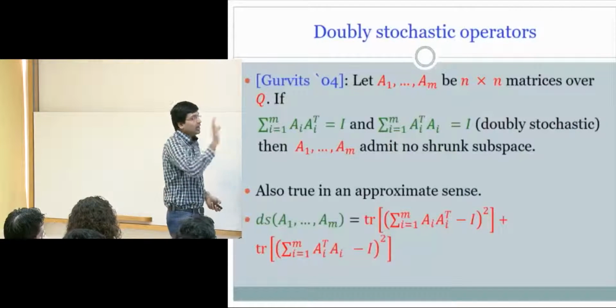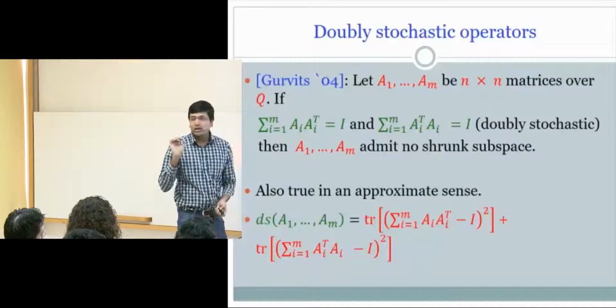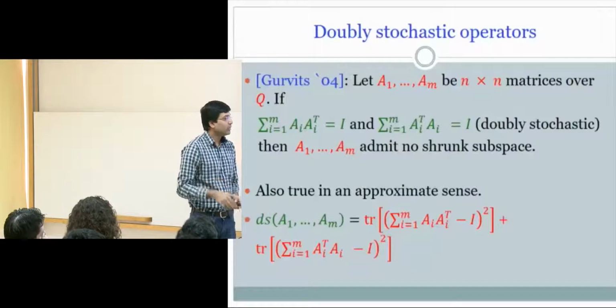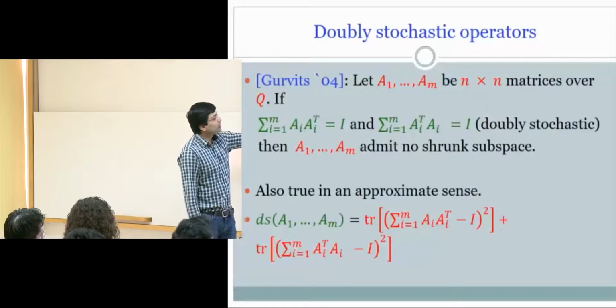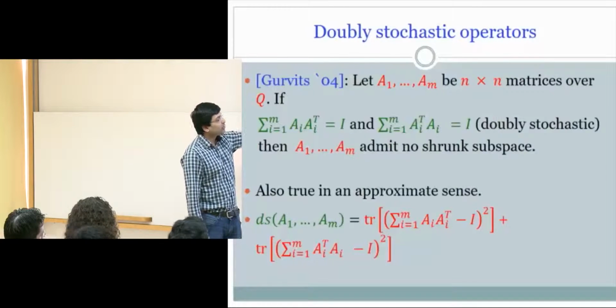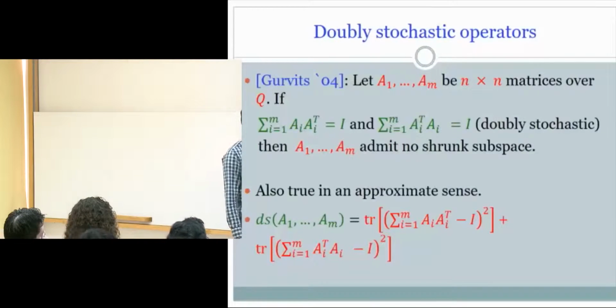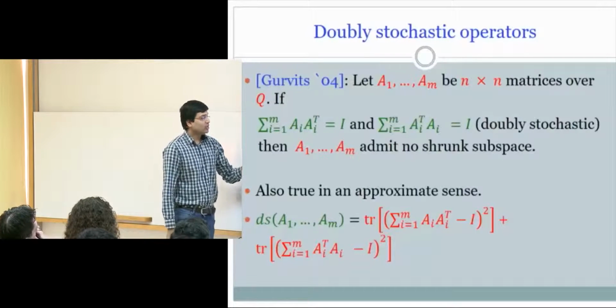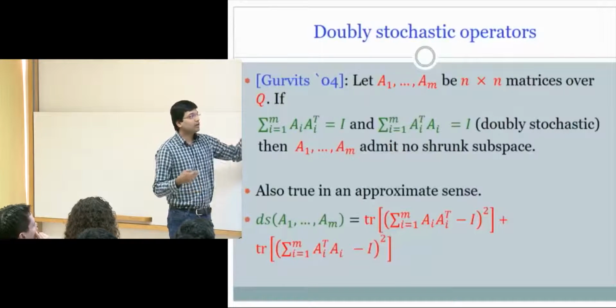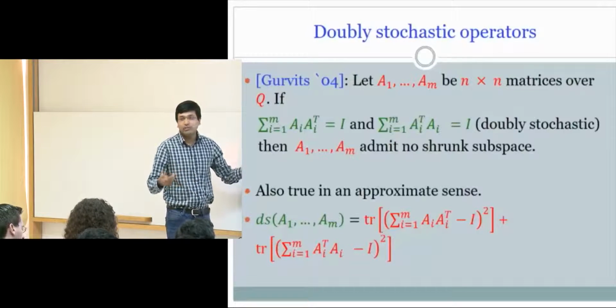So this is the result, and this is also true in an approximate sense. Okay. So what do I mean? You want your matrices, summation A_i transpose to be approximately identity and summation A_i transpose A_i to be approximately identity. So you can define a measure of how far these A1 to Am are from being doubly stochastic.